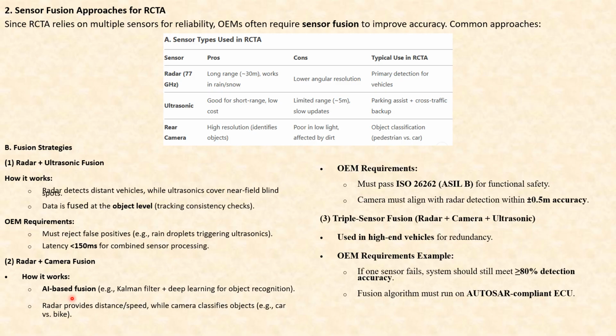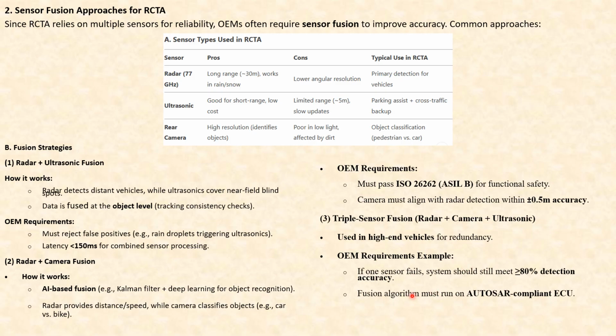Next is radar plus camera fusion. Well, this can be an AI-based fusion, Kalman filter plus deep learning object recognition, where radar provides distance while camera classifies objects. Now, a clear explanation of the fusion is given in the section concerning the fusion. In the OEM requirements, it must pass ISO 26262. It must align with radar detection plus or minus meter accuracy. Now, this is the accuracy level required. And triple sensor fusion is used in high-end vehicles for redundancy.